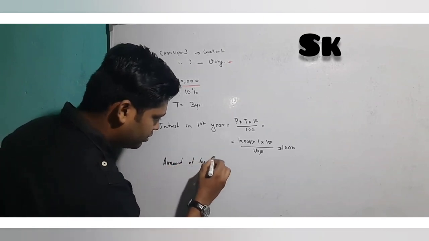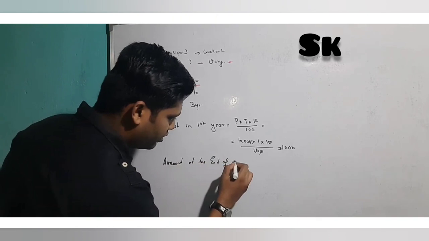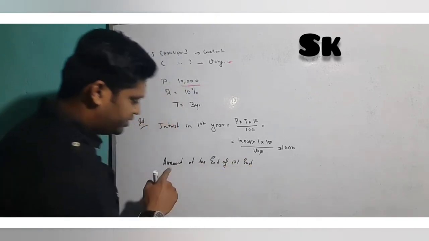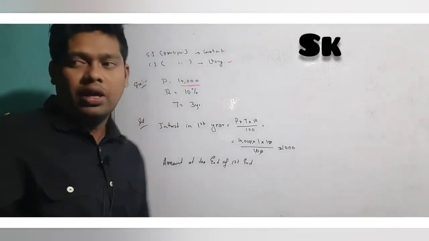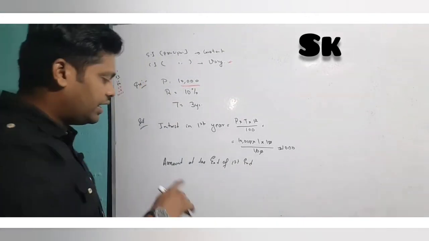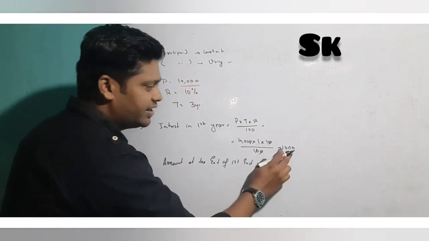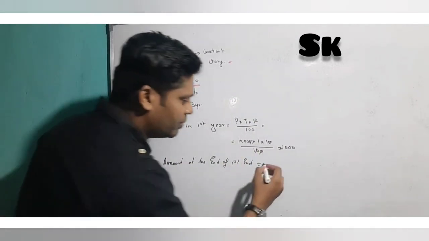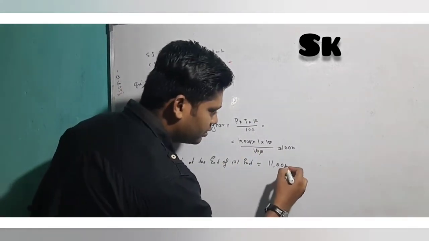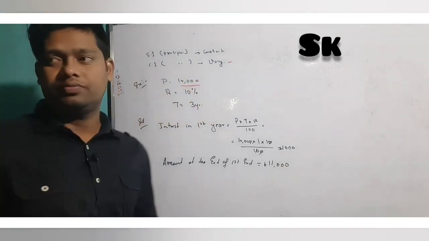at the end of first year. This is the end of first year. After finding out the amount, the year is done. So you will write amount at the end of first year is how much? Principal plus interest. Principal is how much? 10,000, and interest is 1,000. This is the formula. So it will be 11,000. Up to here it's clear.